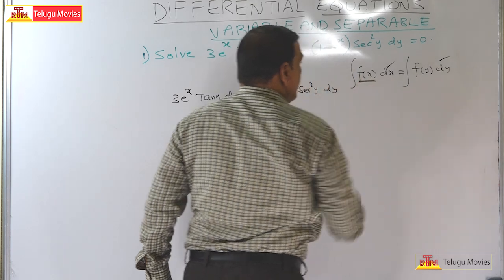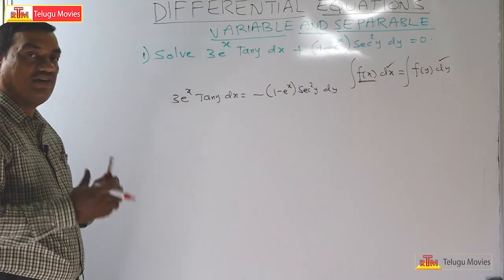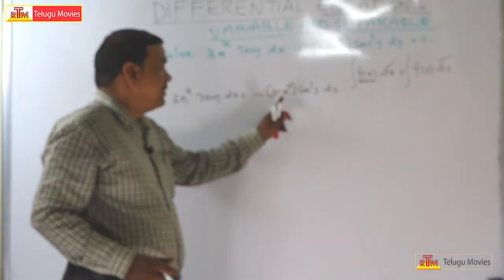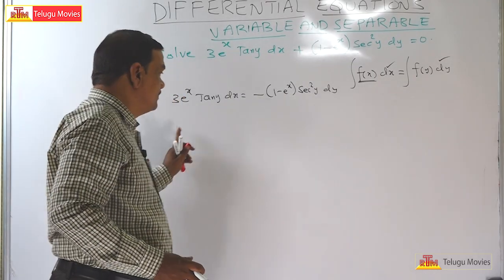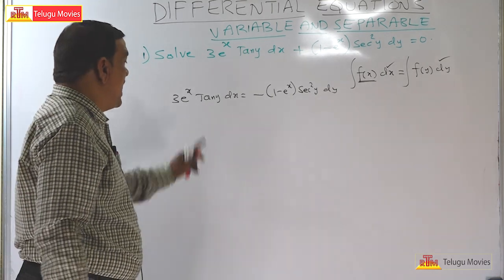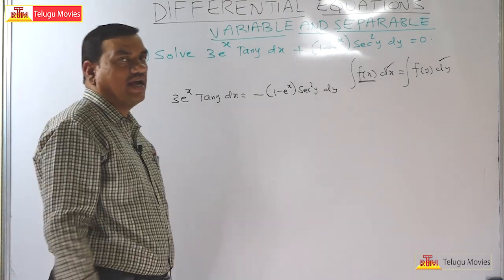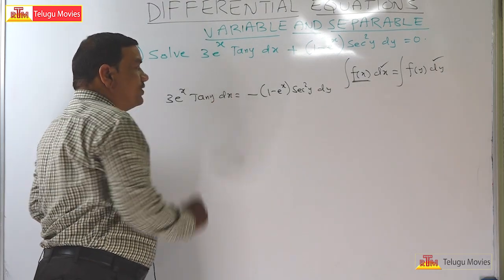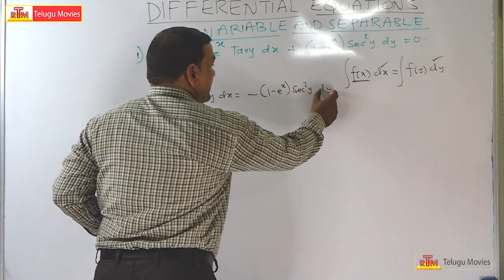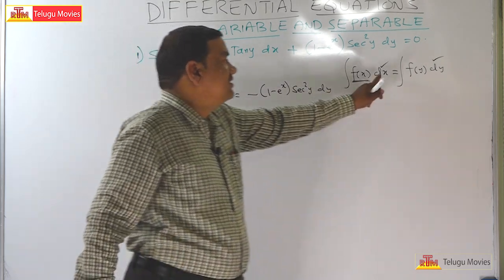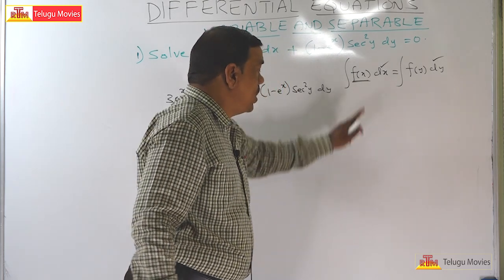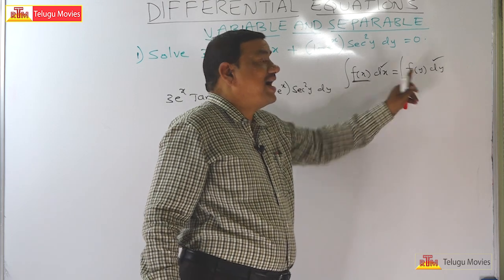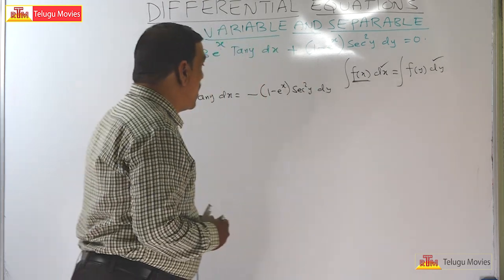Now we have to keep f of x here. We have to get f of x, that means a function in x. So already it is 3 e power x. Now let us bring this 1 minus e power x to the left hand side and tan y to the right hand side. We can do that, nothing wrong in it. So dx is in the left hand side and dy in the right hand side, which means this condition is satisfied. Now we have to create a function f of x here and f of y on the right side. Then how to do this?